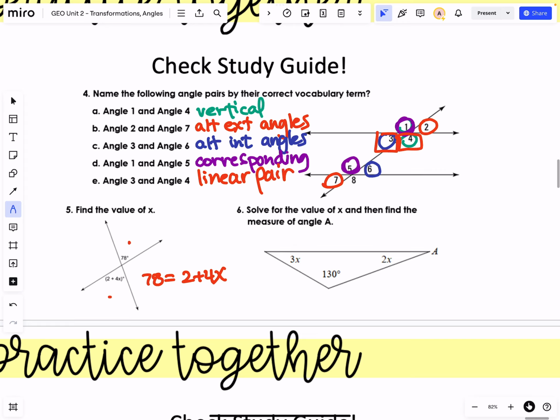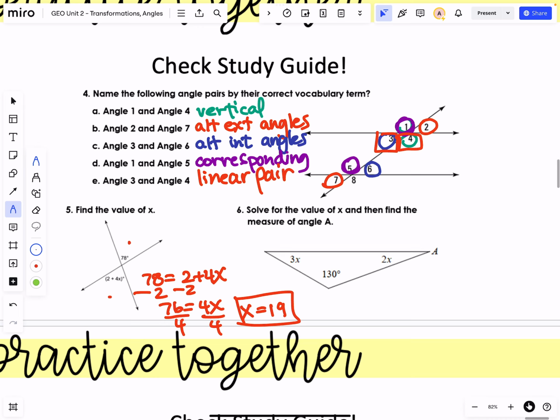Subtract the 2 from both sides. We would get 76 is equal to 4x. Divide out the 4, and x will equal 19. X is going to equal 19. For number 6, can you find the value of x? Go ahead and put that in Edpuzzle.